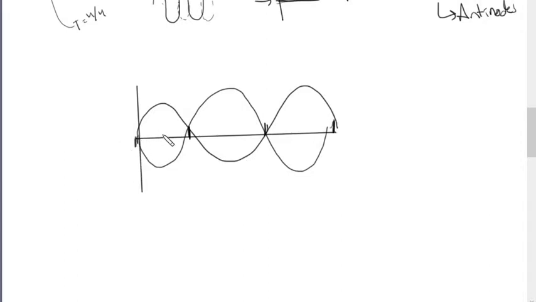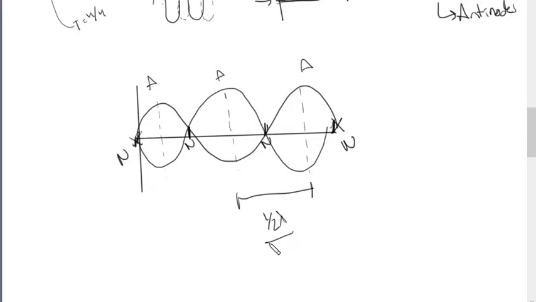Now if we were doing this on a string, is it possible for the ends to move? No. Why? These are the ends that we're going to keep fixed. Right, two ends of a fixed string, so those two ends always have to be nodes. Does this make sense? This is a node, this is a node, and these are antinodes. This is an antinode, this is an antinode, this is an antinode. So this is how much? Half lambda, right? Is this clear to everyone?